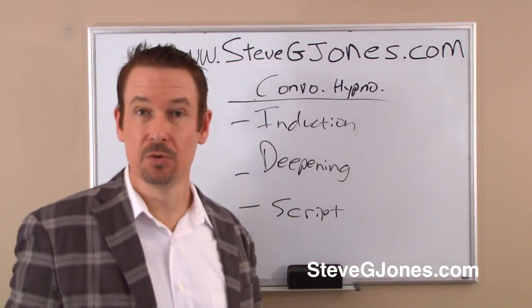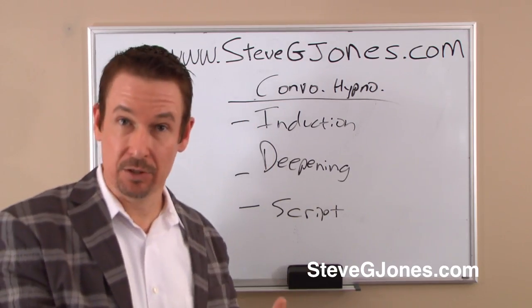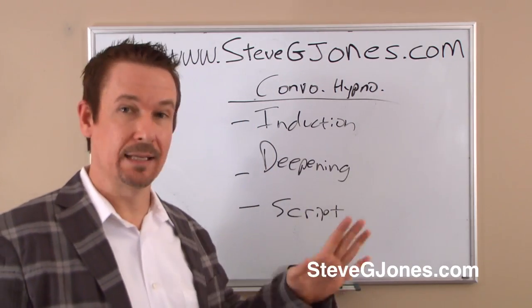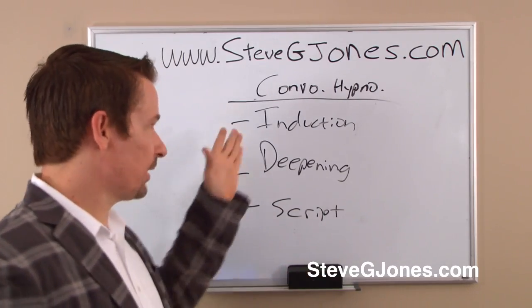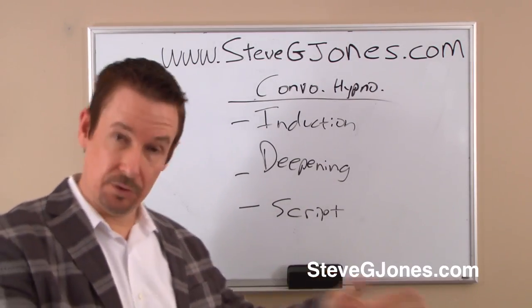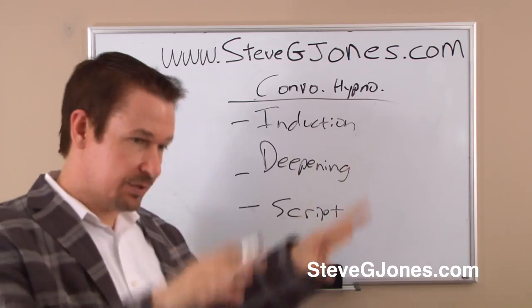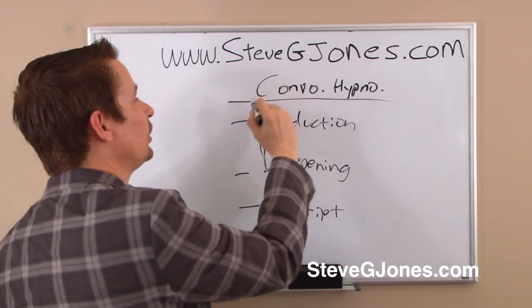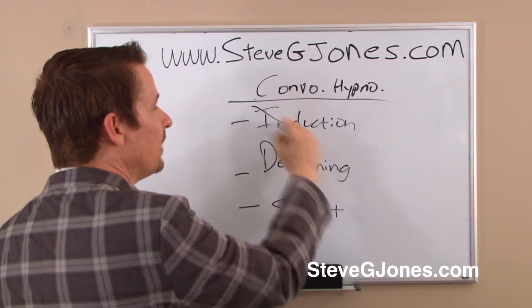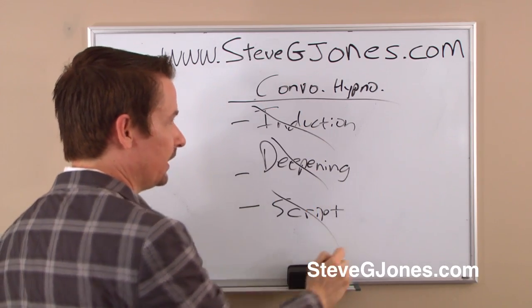In stage hypnosis, you do that, and you make it very clear that you're doing it, and you have the whole audience quiet down while you're doing it. In an office setting, you say, okay, are you ready for hypnosis? Go ahead and lie down. Did you use the bathroom? Yes. Okay. Relax and close your eyes, and it's very formalized. In conversational hypnosis, you do not do any of these at all.